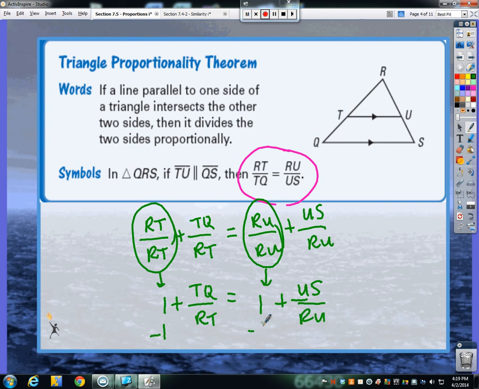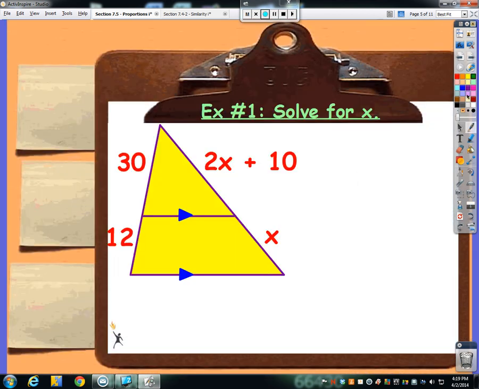So if I subtract 1 on both sides, it gets rid of that and leaves me with TQ over RT, which is just the reciprocal version of it, it's the same thing, over US over RU, which again is the reciprocal version of that. So that's why this thing really works out. We really have a factor of 1 that cancels out on both sides. Long story short, that's why it works.